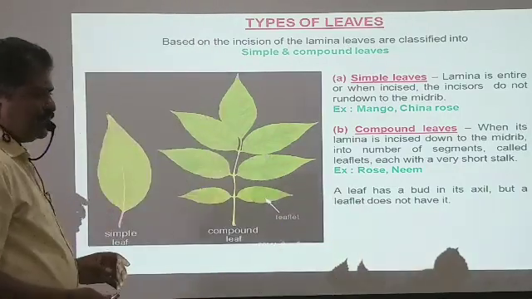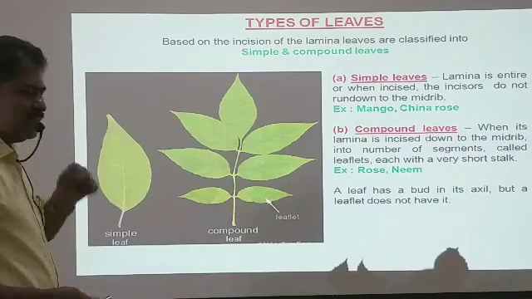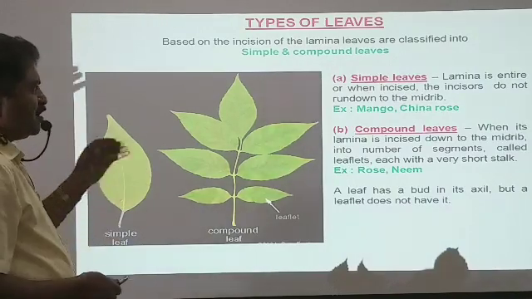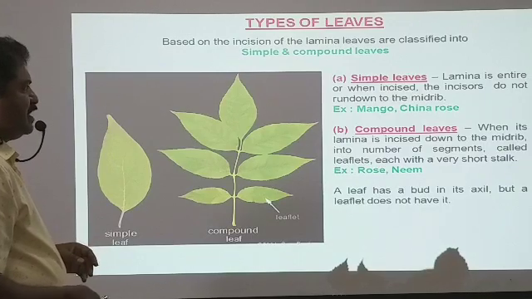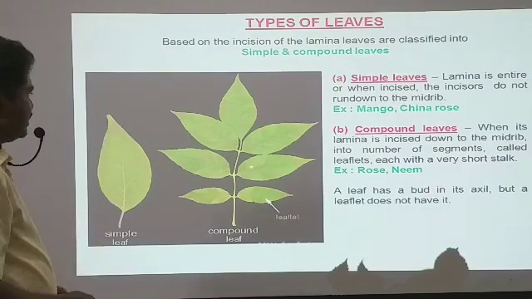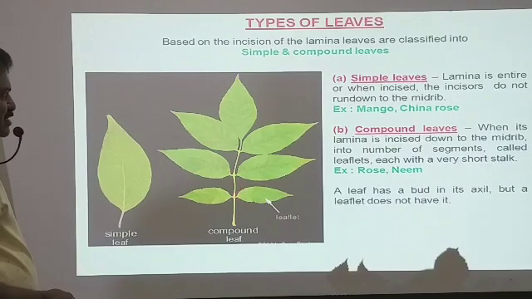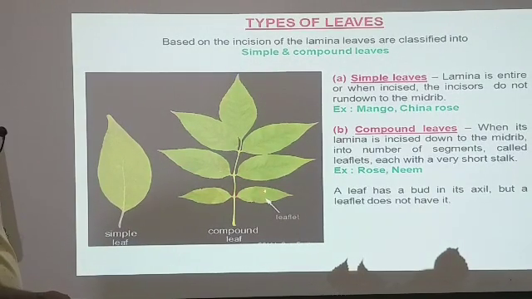In a compound leaf, the lamina is incised into a number of segments. This is one segment, this is one segment, this is one segment. So it forms the leaflets, and each leaflet has a very short stalk. This we can see in the compound leaf.